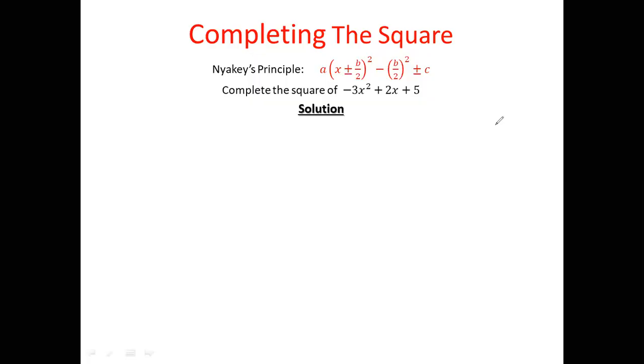Okay, here's another example. We have -3x squared plus 2x plus 5. What is the theory here? Do we have the coefficient of x squared to be equal to 1? No. The coefficient of x squared here is -3. So we are wrong to start immediately by completing the square. What do we need to do? First, we have to take out the common factor. Our common factor now is -3. Or if you don't want to say it that way, just say divide through by -3.